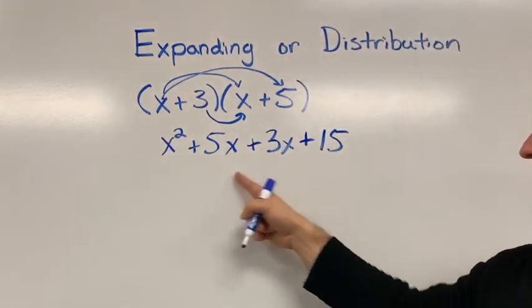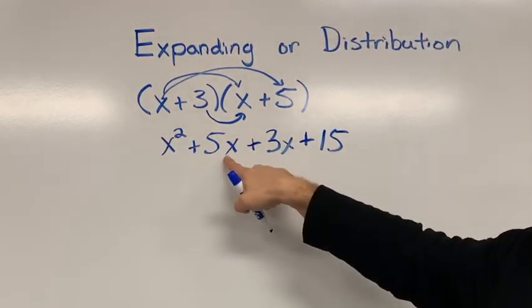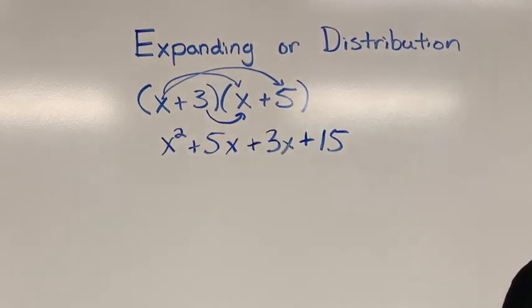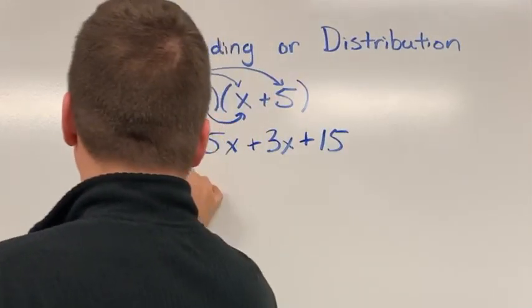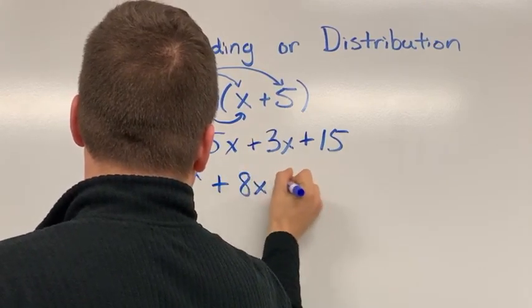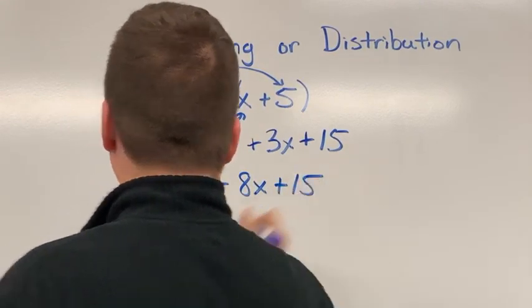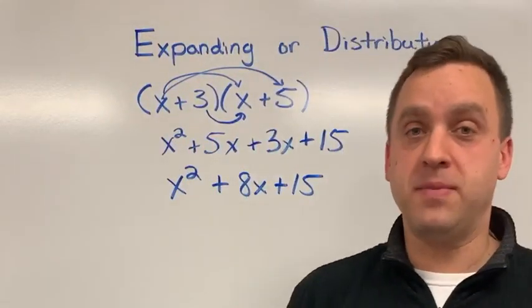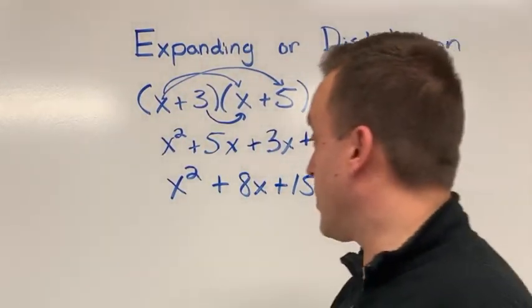As we look at the expression that we have, we notice we have like terms 5x and 3x that I can combine. And then we have x squared plus 8x plus 15. This also can be accomplished with an area model.